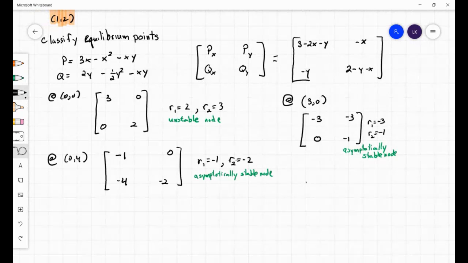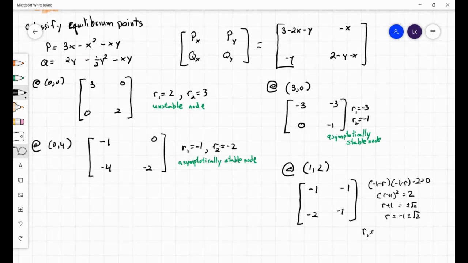So finally, it looks like we get 2 real roots, one of which is negative and the other of which is positive. So that's a saddle, an unstable saddle.